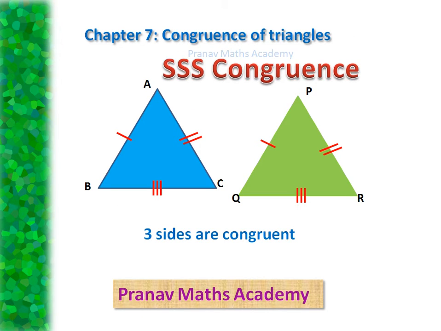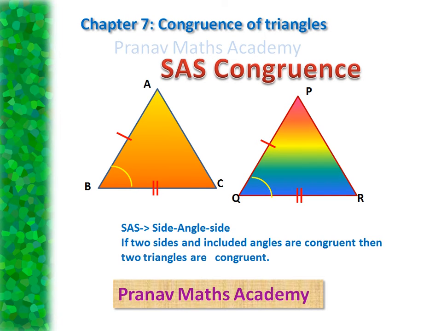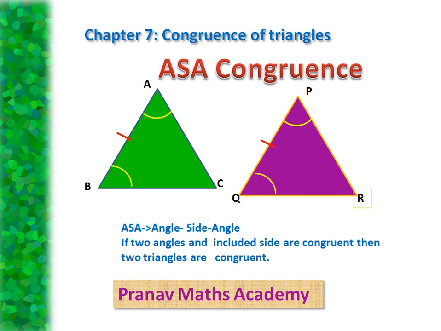SSS congruence. If two triangles have same sides, three sides, or if all three sides are congruent, then these two triangles are congruent. SAS congruence. If two sides and the included angle are congruent, then the two triangles are congruent. ASA congruence. If two angle and the included side are congruent, then two triangles are congruent. Here from the diagram you can understand it well.